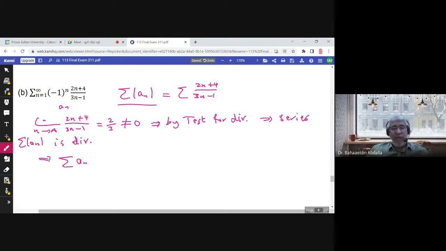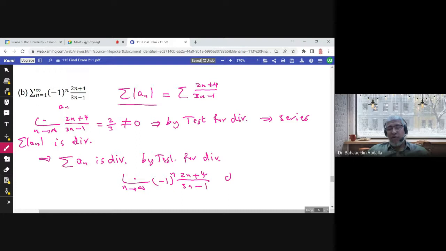Then summation a_n is also divergent by the test for divergence, because the limit of (-1) to the power n times (2n plus 4) over (3n minus 1) when n goes to infinity would be plus or minus 2 over 3. So the limit does not exist. And that's why this series is divergent.